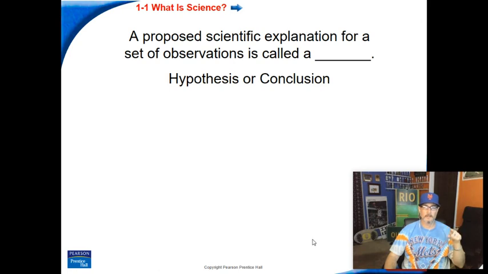Okay, again, not writing this down. A proposed scientific explanation for a set of observations. What do we call that? And if you're not sure, take a look back at number 6. Two choices: a hypothesis or a conclusion. Couple seconds. Right, that's a hypothesis.